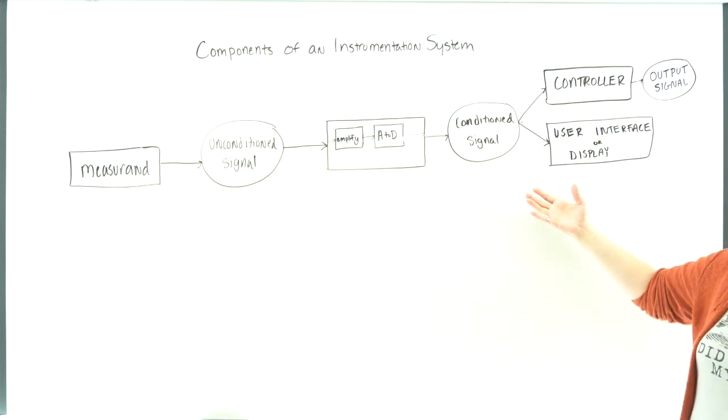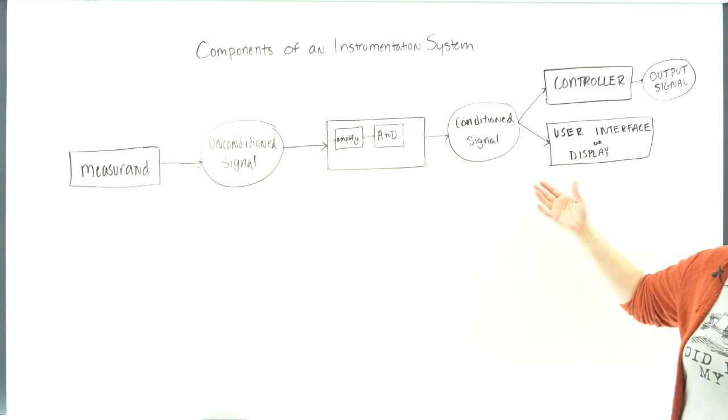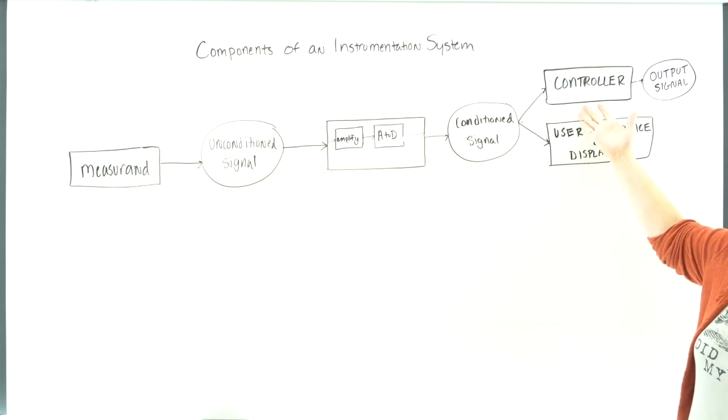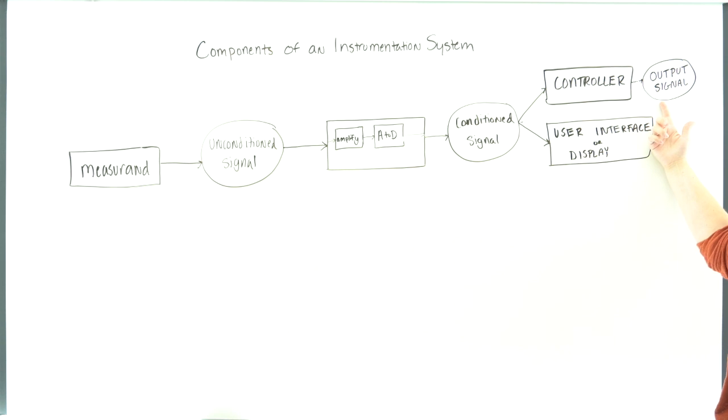Then we send it to a few different places depending on what type of system we have set up. We can send it to the controller. That's where we actually process the signal and make decisions based on that signal, and then actuate specific outputs based on that signal and decisions made. Or we can send it to a user interface or display.